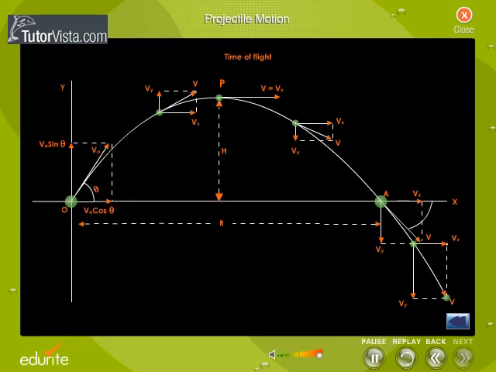Time of flight. Time of flight of a projectile is the time taken by it from the instant when it is projected to the time when it strikes the point in a horizontal plane passing through the point of projection. T is equal to 2 V0 sin theta by g.